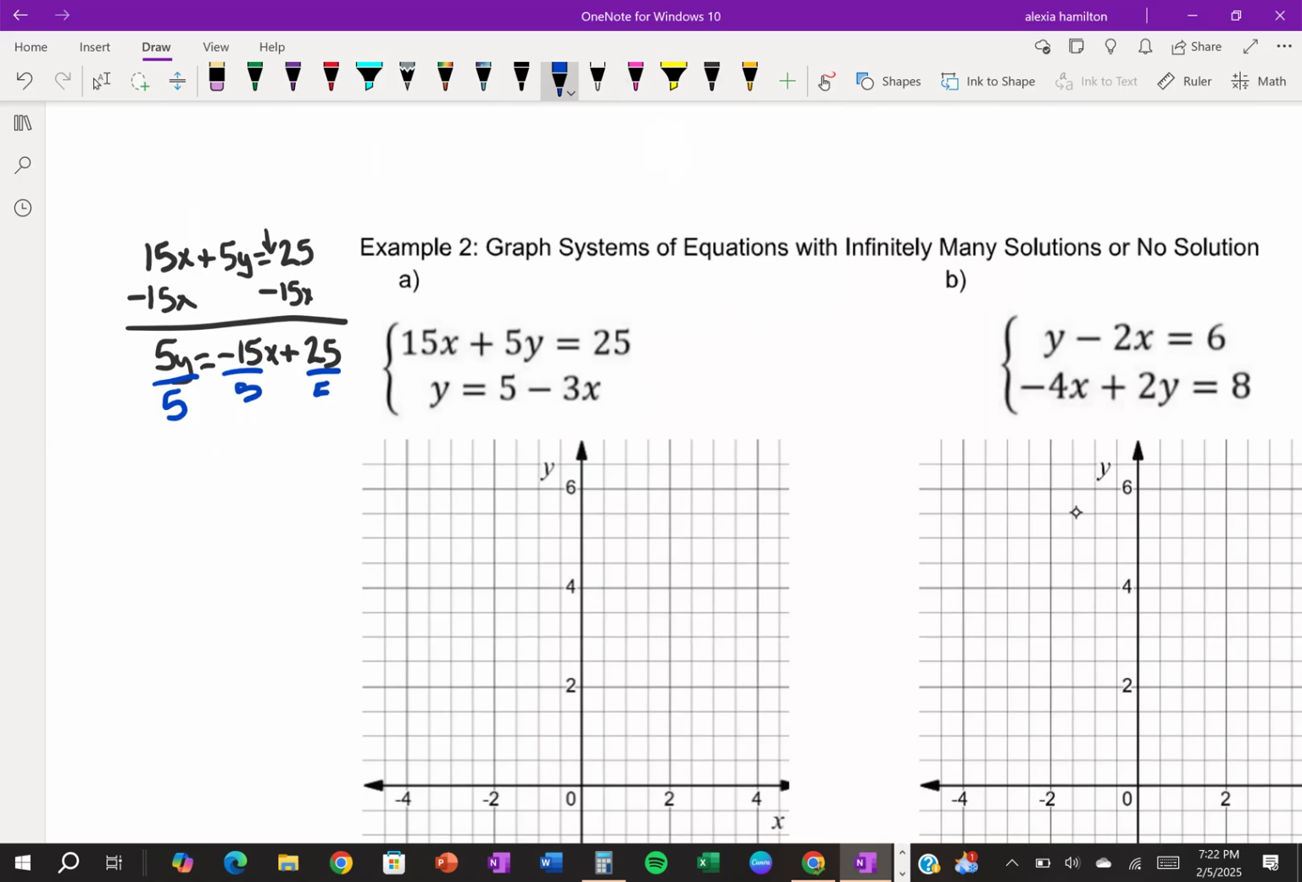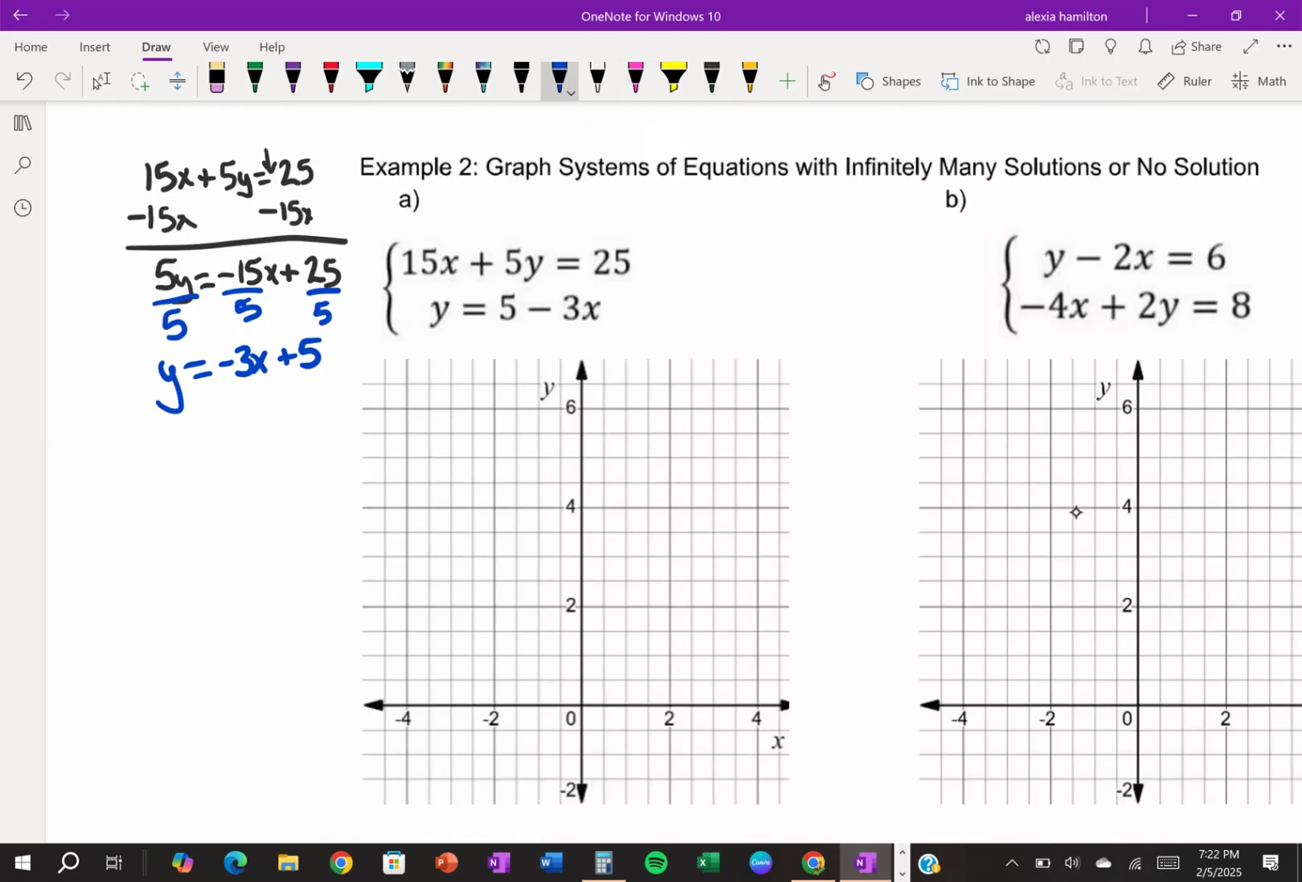And then I'm going to divide everything by 5 to get y completely by itself. Everything gets divided by 5: the 15, the 25, and the 5. And that gives us the equation y is equal to -3x plus 5. And I'm going to graph that. So plus 5, -3, down 3: 1, 2, 3, right 1, 1, 2, 3, right 1. Should be enough points.